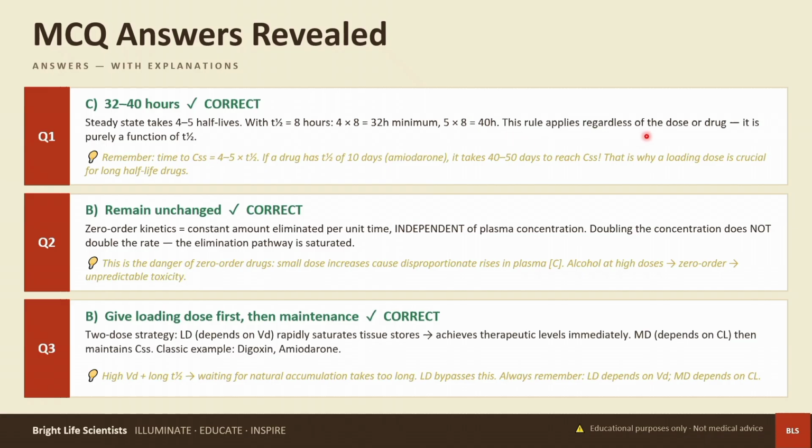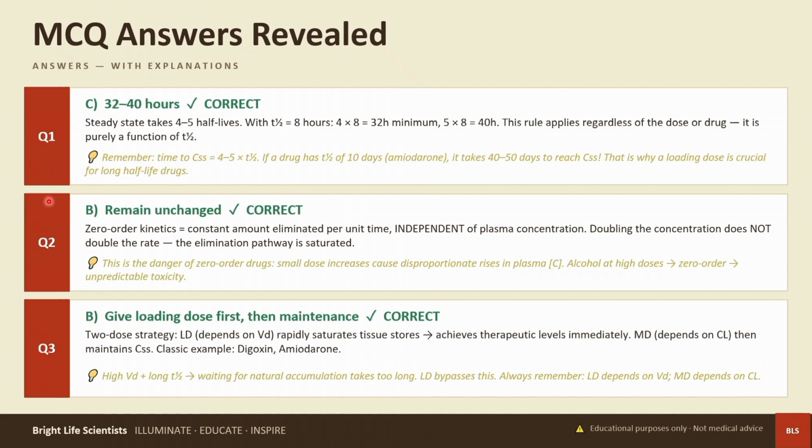This rule is absolute. It applies regardless of the dose or the drug. It is purely a function of half-life. So if a drug has a half-life of 10 days, like amiodarone, steady state takes 40 to 50 days. That's why a loading dose is essential for long half-life drugs.